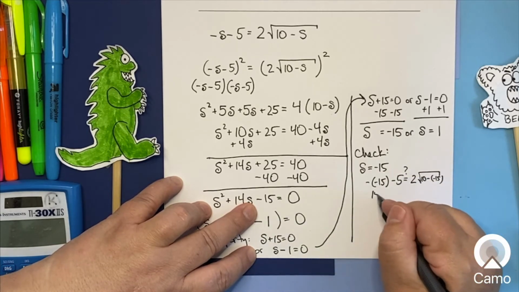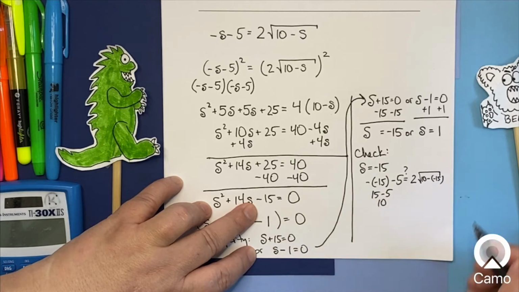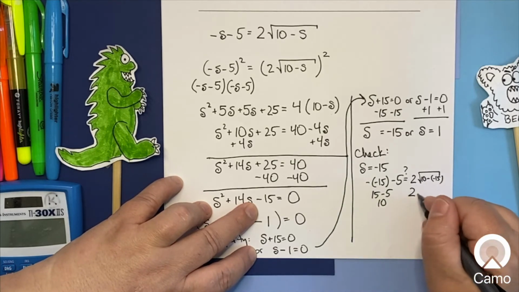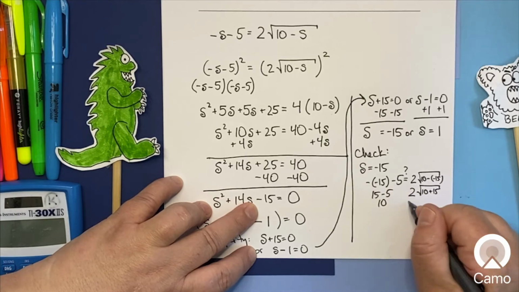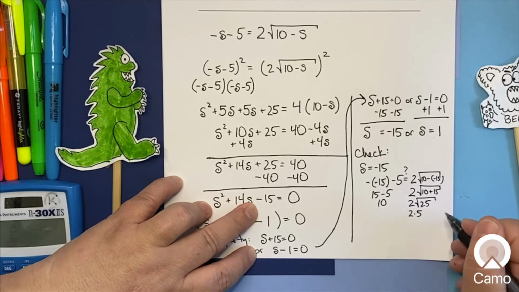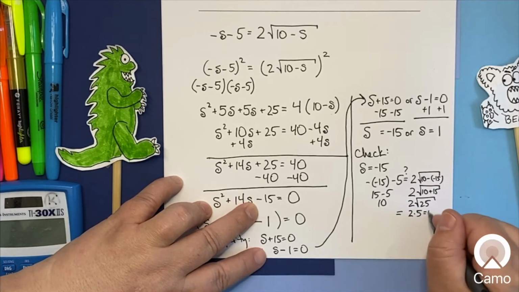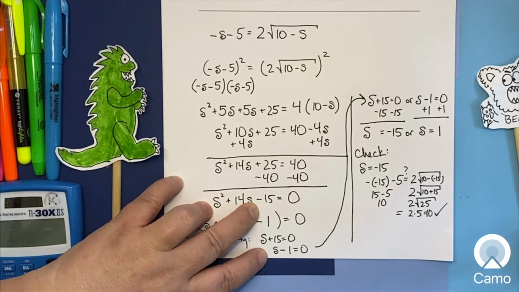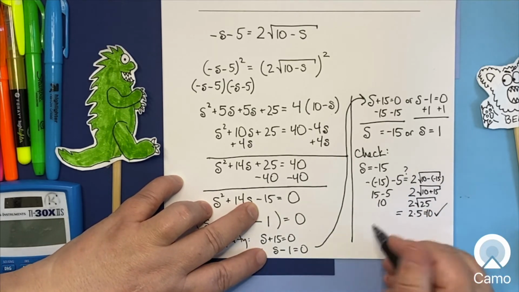So this is going to be 15 minus 5, that's 10. And over here I've got 2 times radical 10 plus 15, that's 2 times radical 25, that's 2 times 5. Does 10 equal 2 times 5? Yes, woohoo! So negative 15 is an answer.